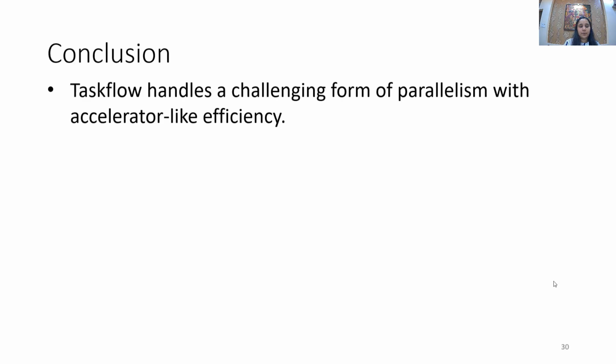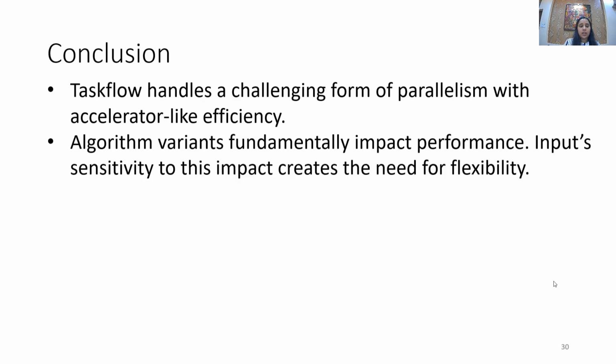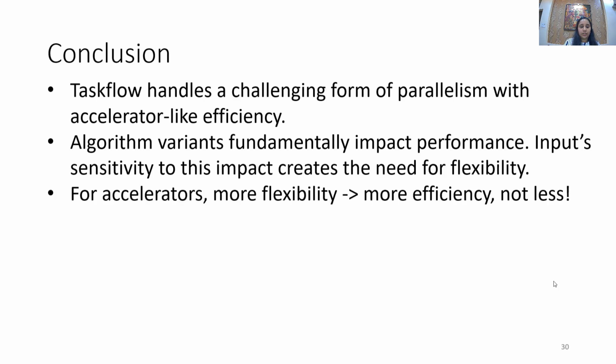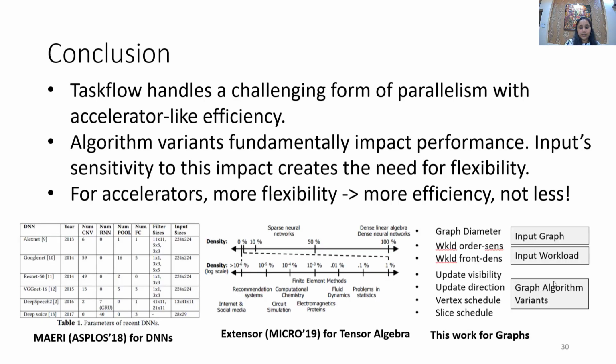In conclusion, we proposed a task flow execution model that can handle a challenging form of parallelism with accelerator-like efficiency. We also observed that algorithm variants can fundamentally impact performance, and it is the sensitivity of inputs to this impact which is creating the need for flexibility. In broader terms, for accelerators, it is often seen that more flexibility leads to more efficiency and not less, contrary to the common intuition. Here are a few examples, and our work just puts more emphasis on this observation.